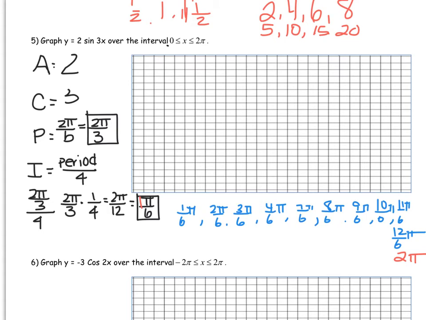So we're only going from 0 to 2 pi, so we could start our y-axis all the way back here. And we could put our x-axis somewhere in the middle. Okay? And we can set up my amplitude. We know the amplitude goes up 2 and down 2. I'm going to count up a few boxes. So 1, 2, 3, 4, we'll put 1. 1, 2, 3, 4, we'll put 2. 1, 2, 3, 4.